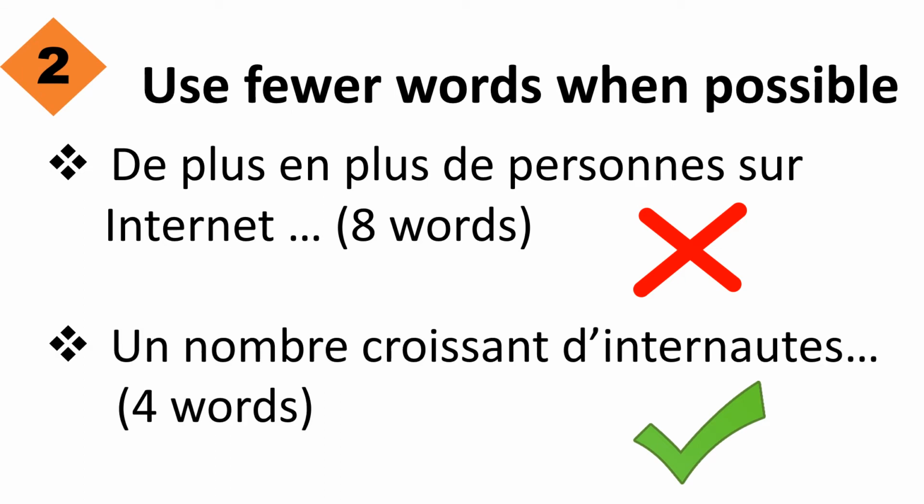Un nombre croissant d'internautes. Un nombre croissant means an increasing number, which is de plus en plus. And then personnes sur Internet, we have a word in French for it, which is internaute, so we are going to use it. And this gives us un nombre croissant d'internautes, an increasing number of people on the internet. Okay, it may not really work in English, but it certainly does in French. And that's what I'm advising you to do as tip number 2.